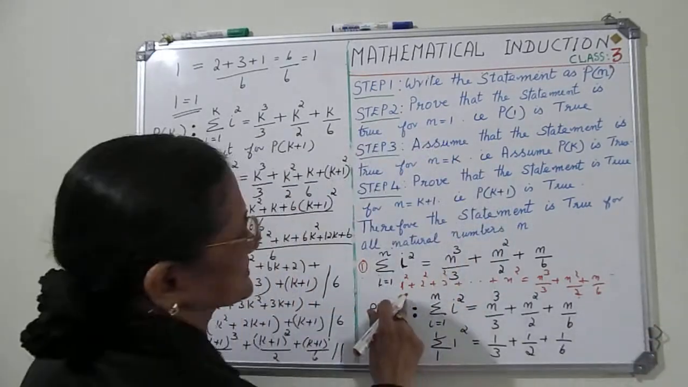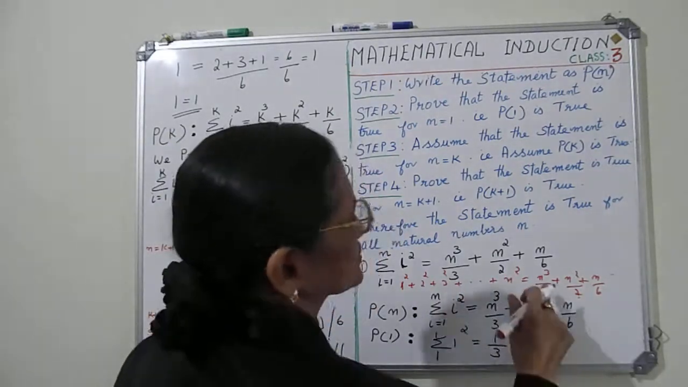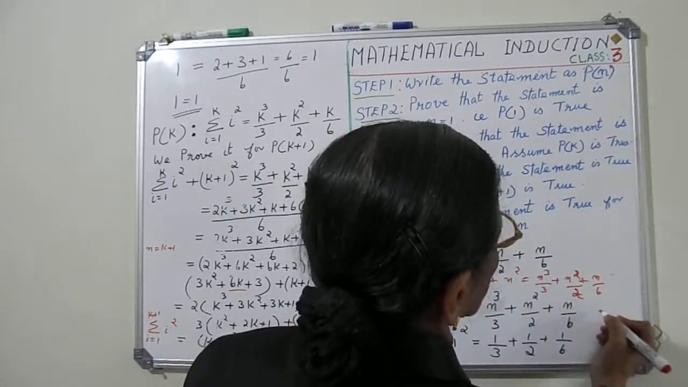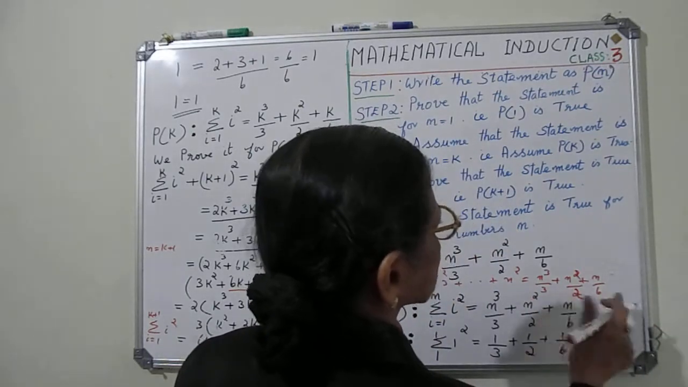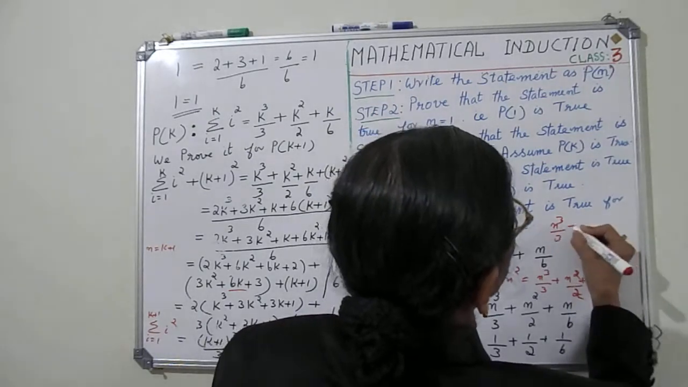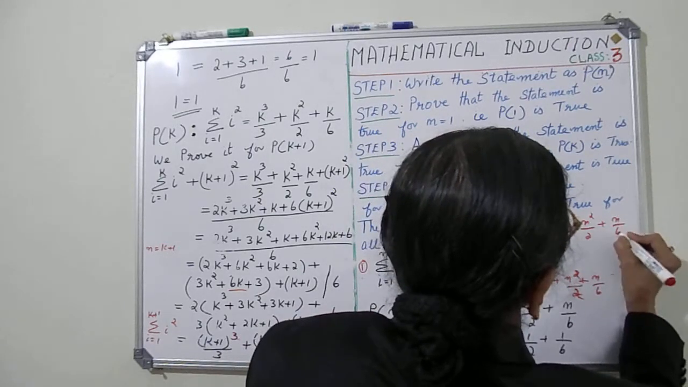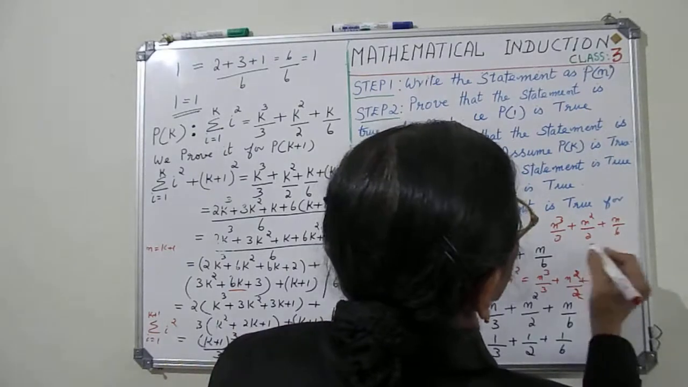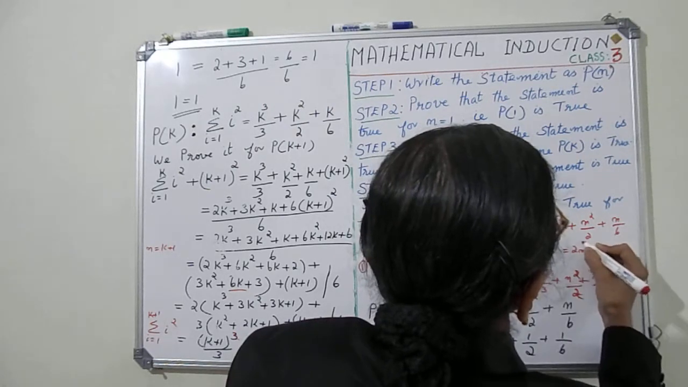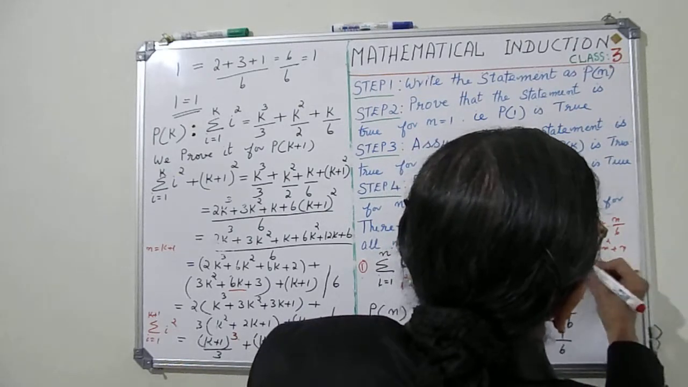What about the left hand side? The left hand side is the sum of squares of the first n natural numbers, equal to n cube upon 3 plus n square upon 2 plus n upon 6. This we can further simplify in another way also. See, I am writing here: n cube upon 3 plus n square upon 2 plus n upon 6. What is the common factor in the denominator, or the LCM? That is equal to 6. Therefore, this will be simplified as 2n cube plus 3n square plus n upon 6.